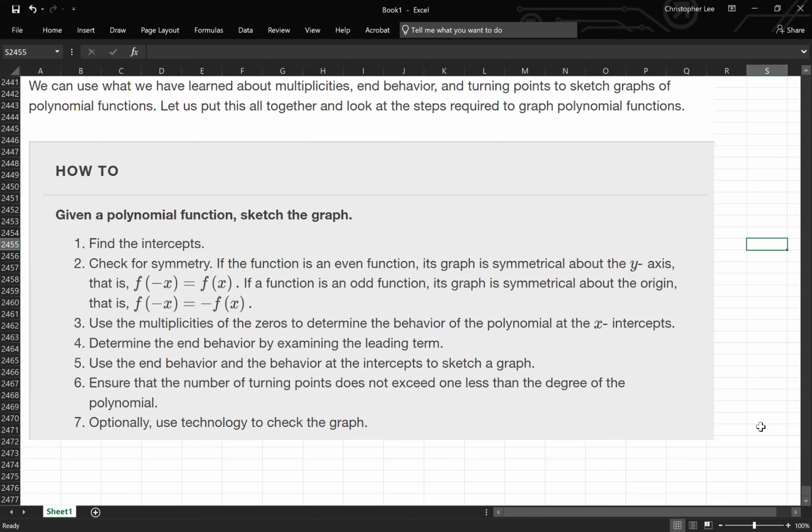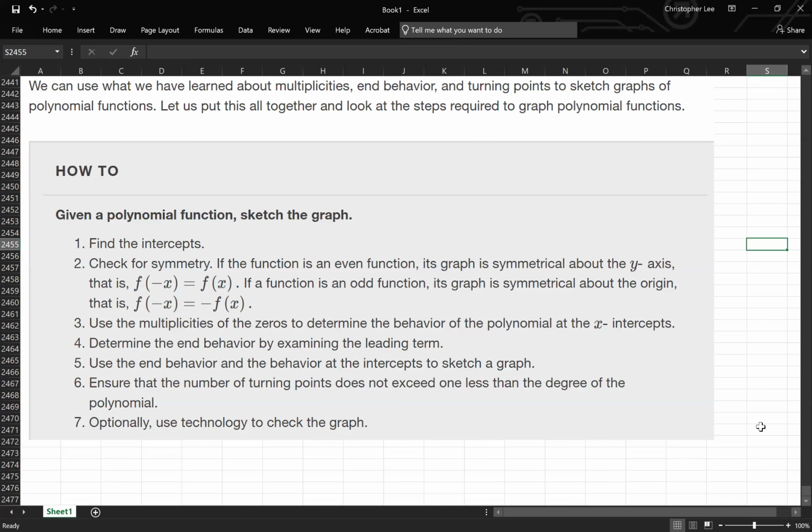Use the multiplicities of the zeros to determine the behavior of the polynomial at all of the x-intercepts. If there's an odd multiplicity, you know what's happening: we're going straight through that x-intercept. If it's an even multiplicity, you know what's happening: we're bouncing off of that x-intercept.